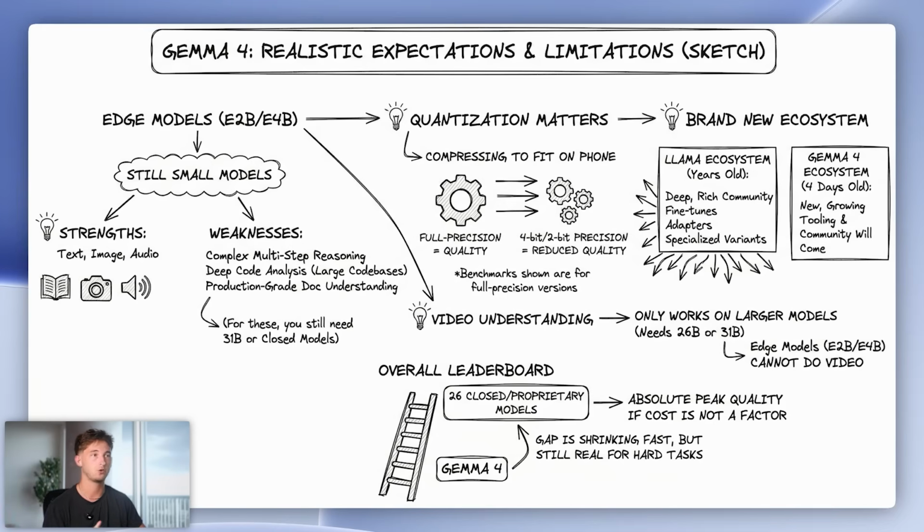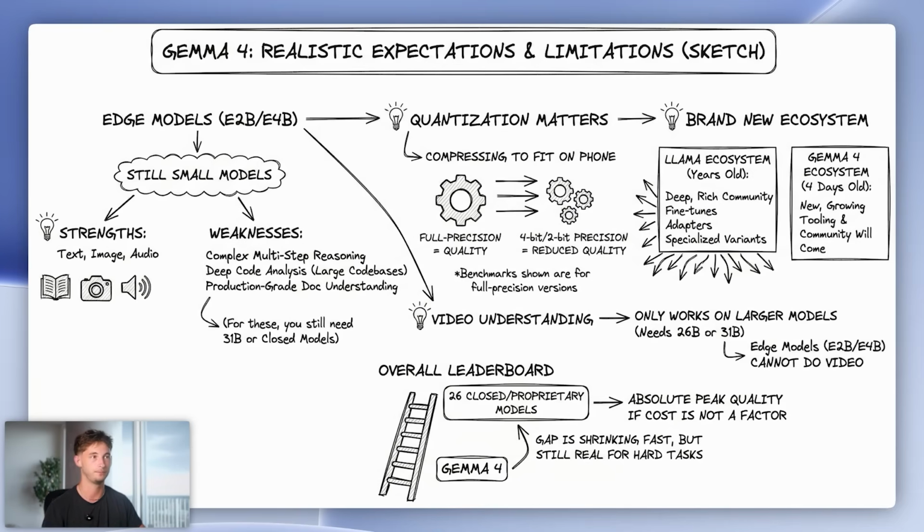Beyond that, quantization matters as well. When you compress a model to fit on a phone, running at maybe 4-bit or 2-bit precision, you are going to lose quality. The benchmarks shown are for full precision models. Any quantized versions are good, but they're not going to be the same. And the ecosystem is brand new. Llama has had years of community fine-tunes, adapters, and specialized variants, but Gemma 4 has existed for about 4 days now. The tooling and community will naturally come, but right now Llama's ecosystem is much, much deeper.